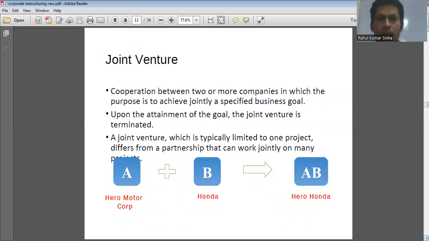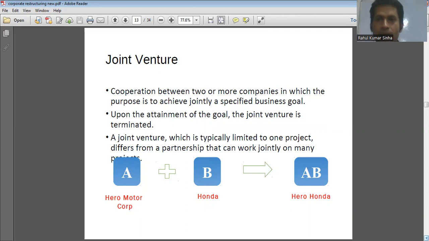Joint venture. You see, it is the cooperation between two or more companies in which the purpose is to achieve jointly a specified business goal. So Hero Motors and Honda were working in a joint venture. Upon the attainment of the goal, the joint venture is terminated. So why do you do a joint venture? To achieve a specific business goal. It may be an increase in revenue, an increase in sales, an increase in the standard of production, or an increase in the standard of research and development.